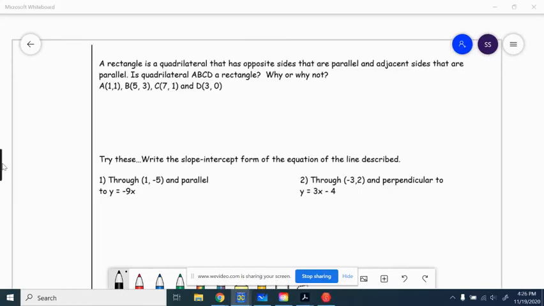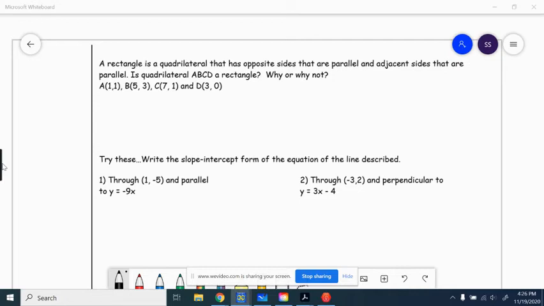Okay, we're looking at the back side of 3.6, properties of parallel and perpendicular lines. So this first question here, we've got a rectangle is a quadrilateral that has opposite sides that are parallel and adjacent sides that are perpendicular. Is the quadrilateral ABCD a rectangle? Why or why not? And then we have these lists of points here.